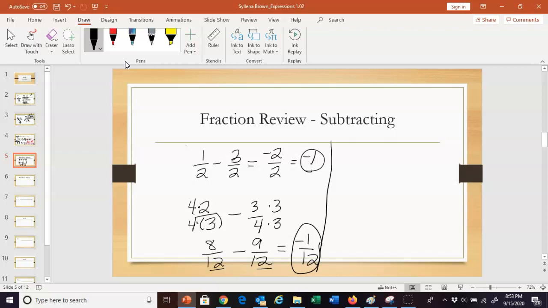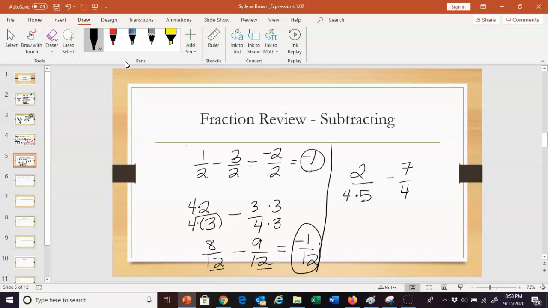All right, now I would like for you to try this one. Go ahead and pause the recording and you can try this one on your own. Just click play when you're done.